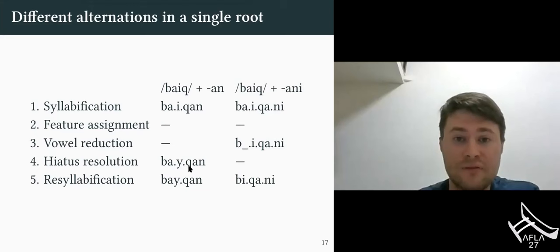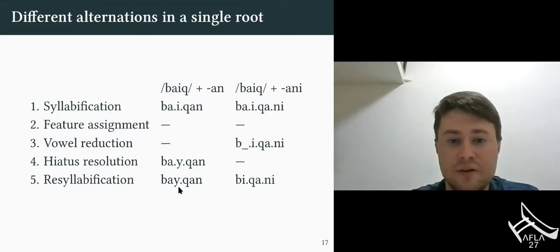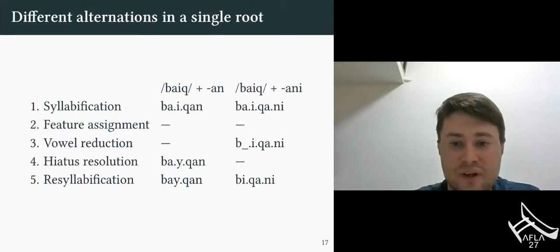So if we have a root like bayiq, with a hiatus in the unsuffixed form, and we add a monosyllabic and a disyllabic suffix to it, we get different results. With a monosyllabic suffix, the end result is a VG syllable, so the second vowel of the hiatus becomes a glide. But with a longer suffix, the fourth to last vowel is deleted instead. So here again, vowel reduction preceding hiatus resolution helps us achieve the correct outcome in both situations.